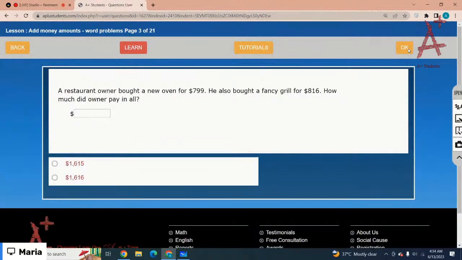Okay, a restaurant owner bought a new oven for $799. He also bought a fancy grill for $816. How much did the owner pay in all? You have to calculate the total money, just add them. Got it? So which is the correct option when you add them? It would be option number 1,615. Got it?